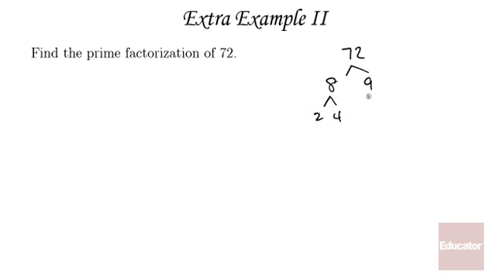2 times 4, 3 times 3. Bring down the 2 so we can have everything in one line, and 3 and 3. Now let's use exponents and write it in ascending order. It's 2 to the third power times 3 to the second power.